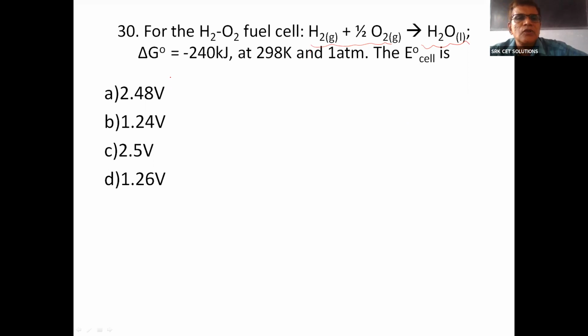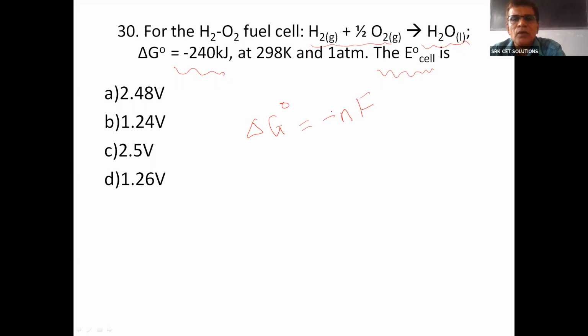What is given here is the Gibbs energy of that, the outcome or the profit of that in terms of Gibbs energy. So at 298 Kelvin and 1 atm. So what they want is the E naught of the cell. So now let us find out this like this. It is a relationship between G naught and E naught. How do you find this? It is delta G naught equals minus N F, quantity of electricity, into E naught cell.